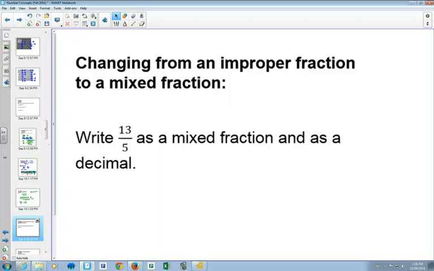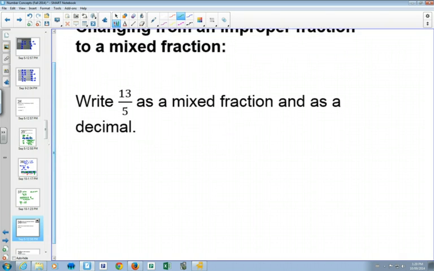Changing from an improper fraction to a mixed fraction. We can think of a similar example like we did last time, of chocolate bars. This number on the bottom, our denominator, when we're talking about fifths, we're talking about something that can be separated into 5 pieces. So if I have 13 of these fifths, I can draw 13 pieces.